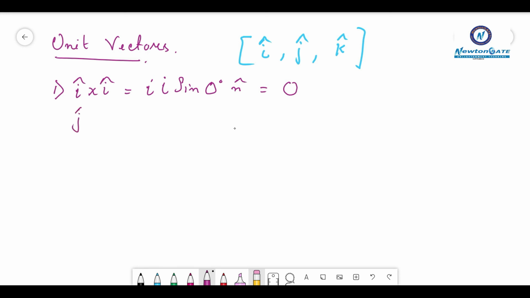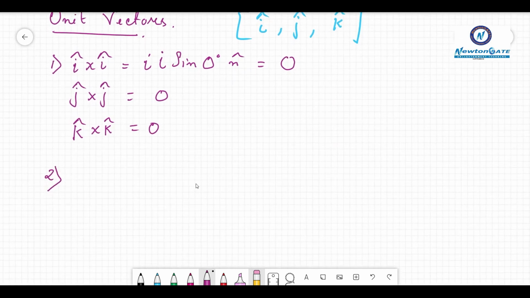Similarly for j cross j, the value will also be 0. And for k cross k, the value will also be 0, because the angle which j makes with itself is 0. Similarly for i and k. So let's go to the second part.